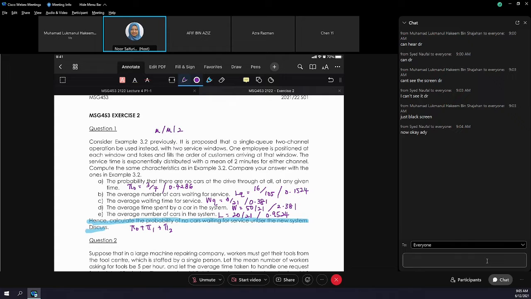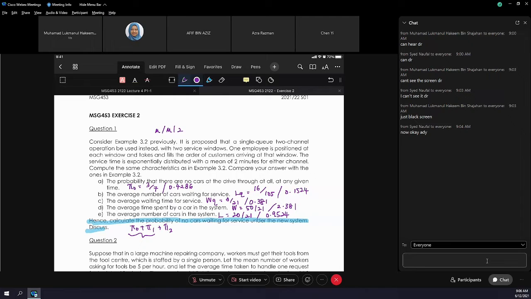If pi naught plus pi 1, it basically refers to the probability that the new arrival doesn't have to wait for service. For this case, the probability that no cars are waiting for service can include the probability of being in state 2 as well, because in state 2 there are two cars in the system, both being served by the server, because you have two servers. So both are getting served and there are no cars waiting for service.